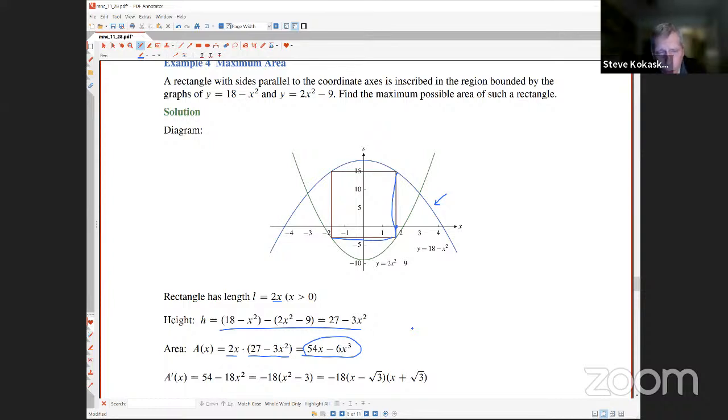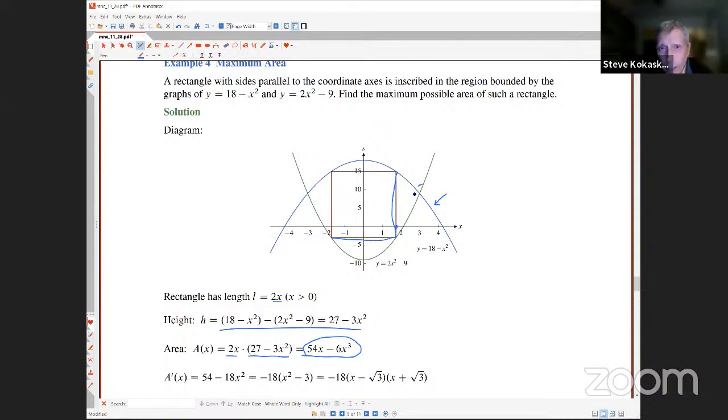Curtis, I hesitate to ask, but what do you think the domain would be here? For, let's see, for the function A? Well, it's got to be greater than 0. And is there a maximum, or could it go on forever and ever? Well, it's not going to go on forever and ever, but I don't have a good sense of what the maximum area is going to be.